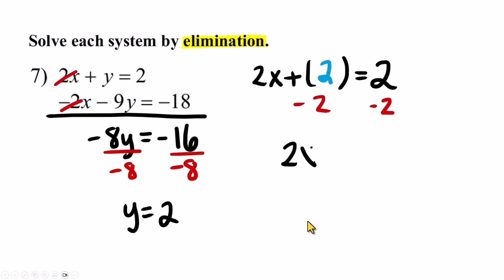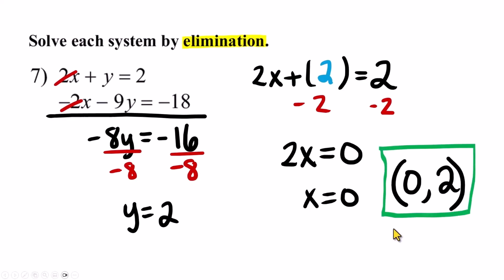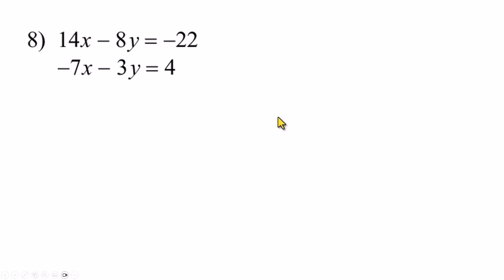Subtract that 2 from both sides. We get 2x equals 0. So x equals 0. You're going to write that as an ordered pair. Put a box around it. You are done. Let's do this one by elimination as well.